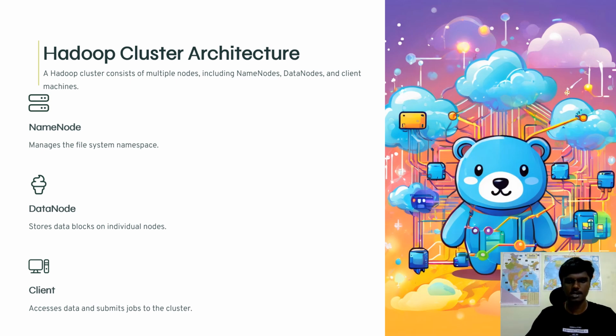Then we have the Hadoop cluster architecture. A Hadoop cluster consists of multiple nodes, including name nodes, data nodes, and client machines. The first, the name node, manages the file system namespace. Then we have the data node, which stores data blocks on individual nodes. So there are multiple individual nodes. Each data node has separate data blocks, which are managed by each data node. Then we have the client who accesses data and submits jobs to the cluster.